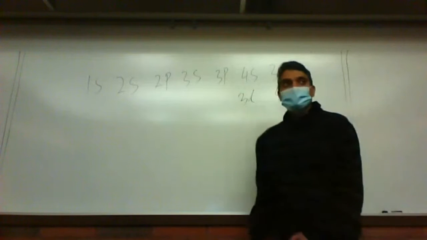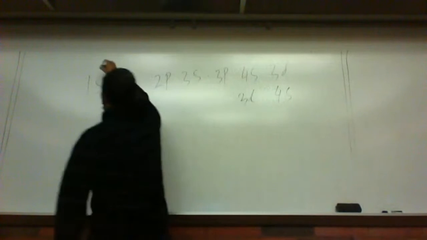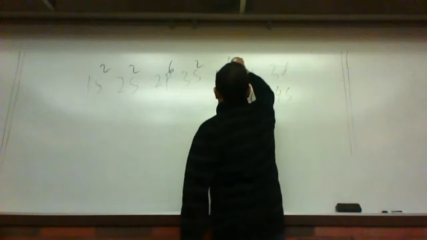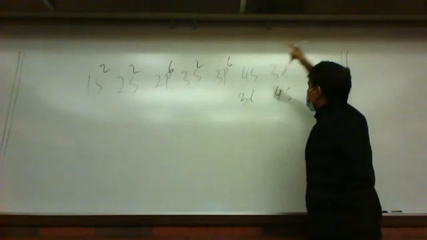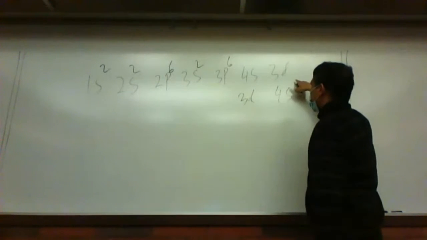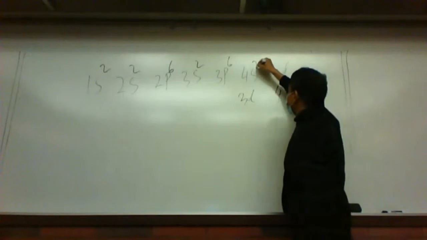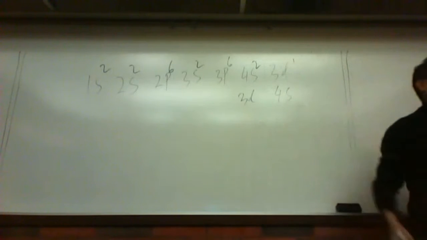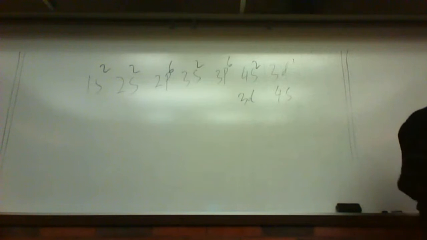But always the electrons are filled like this: 1s2, 2s2, 2p6, 3s2, 3p6. Then you need to fill the 4s first, and then you go to the 3d, yeah? And then 4s2, and then 3d, 1, 2, 3, 4, 5. How many electrons are there? Yeah? So this is the order.